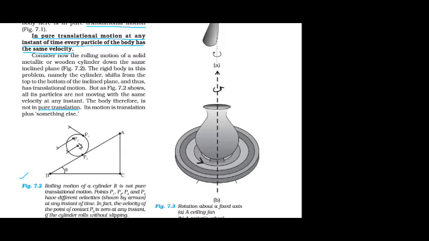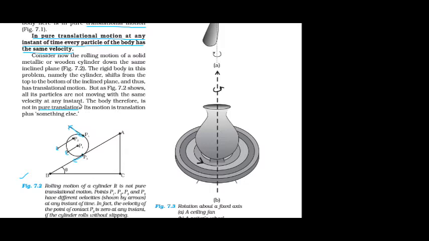Now let us consider a few points P1, P2, P3 and P4. What is the direction of the velocity of P1? It is directed this way. What is the direction of the velocity of P3? It is this way. And what is the direction of the velocity of the particle P4? That is this way. Are these directions the same? No, they are not the same. Therefore, the particles in this case are not moving with the same velocity.